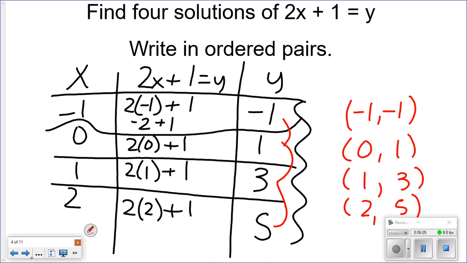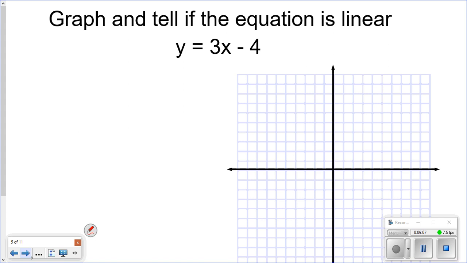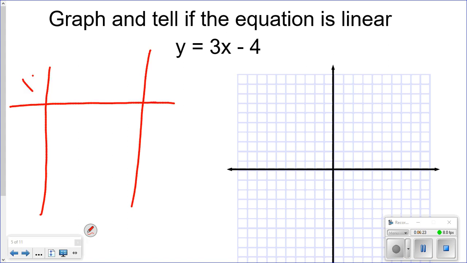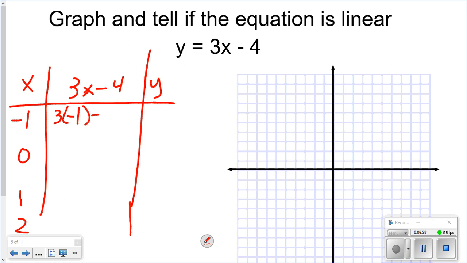Okay, so where is this leading us? This is leading us to actually having to graph this equation. Since the equation is linear, the first thing you need to do is start making your chart, just like what I was doing. So let's make our chart. Okay, so x, y, and we're going to have 3x minus 4. I'm going to do -1, 0, 1, and 2. I'm leaving myself a little space here. We're going to put it in for x and then solve.